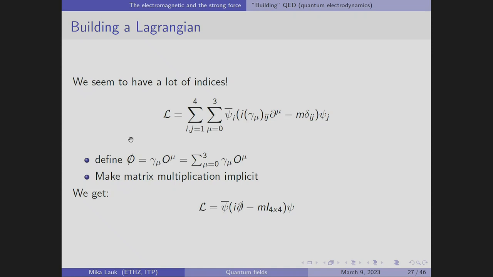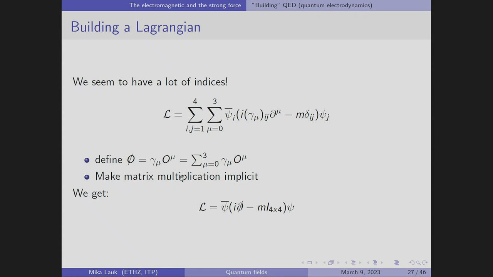Now, we seem to have a lot of indices. So the first thing I want to do, because I get confused a lot with those types of things, is make things a bit cleaner. So first, I define this product here, gamma mu, del mu. The del mu are derivatives. I think you all know from physics one the Nabla operator, right? This product, gamma mu, del mu, is sort of like the Nabla operator, only that it's a 4x4 matrix, and you have derivatives in there. So I take this and say, okay, del slash is just the sum of these products, because I want to get rid of the indices.